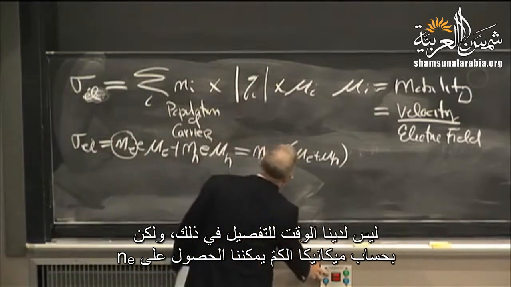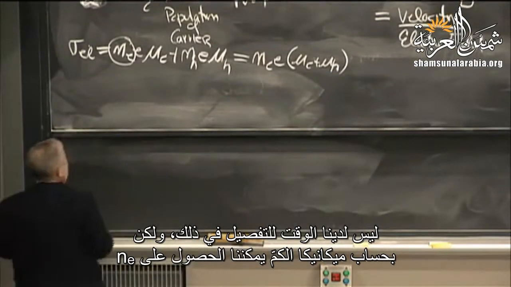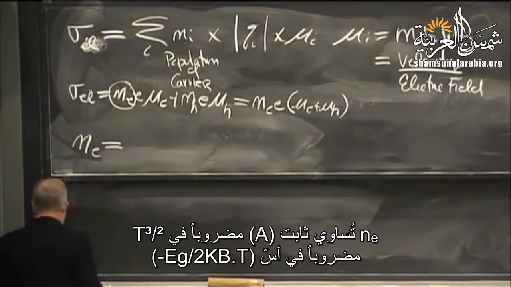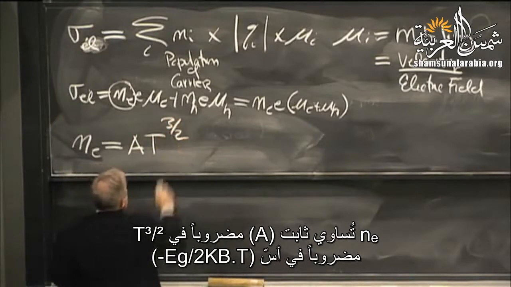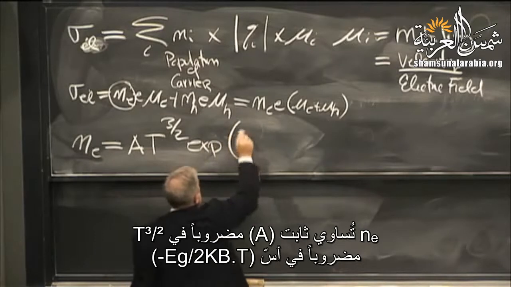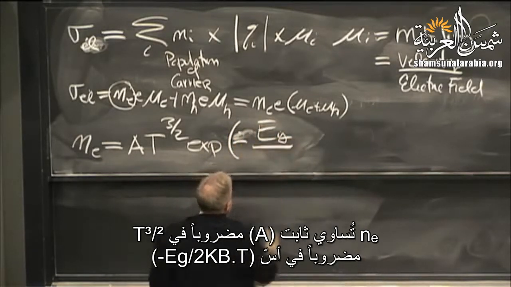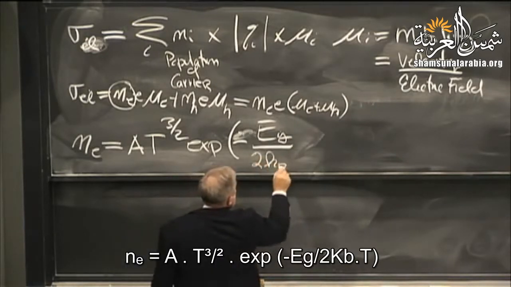Okay. And so what we really need to get is this. Well, we don't have time to go through that, but from a quantum mechanical calculation, we can get that n_e is equal to what? It's equal to some constant times T to the 3/2 times the exponent of minus E_g over 2k_B T.